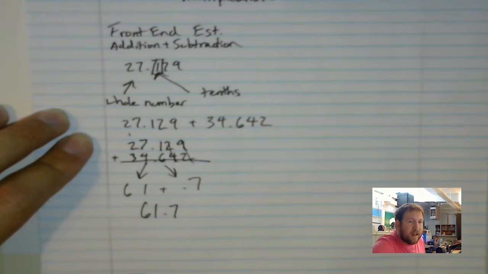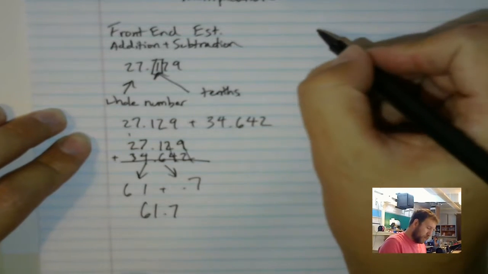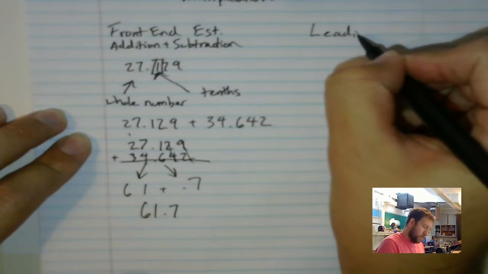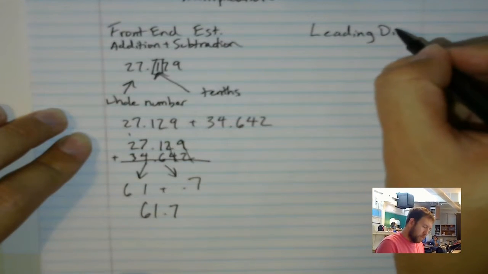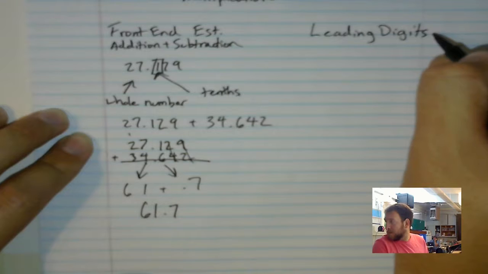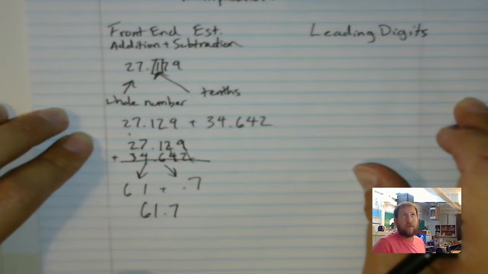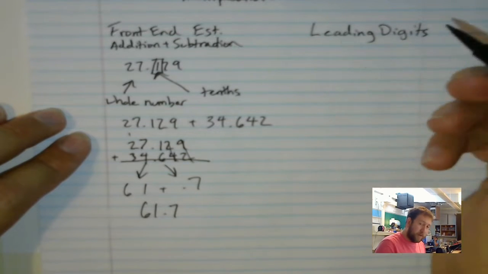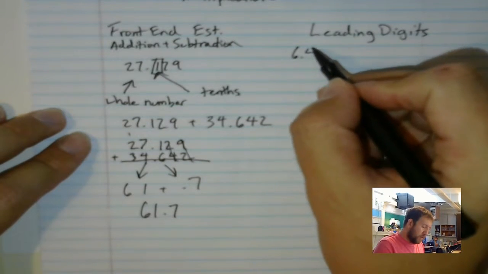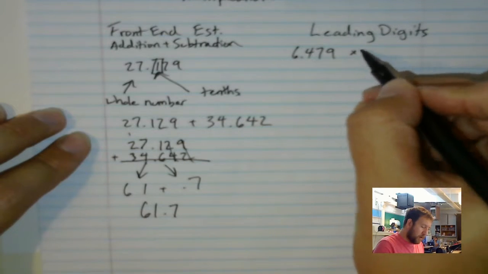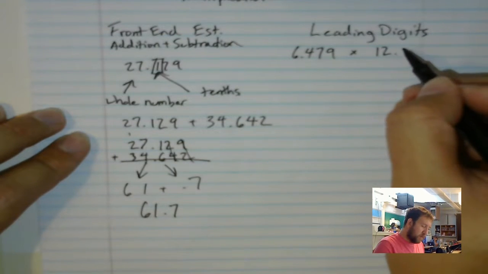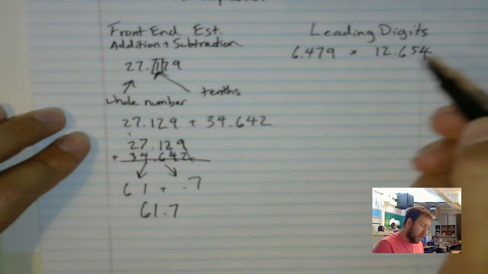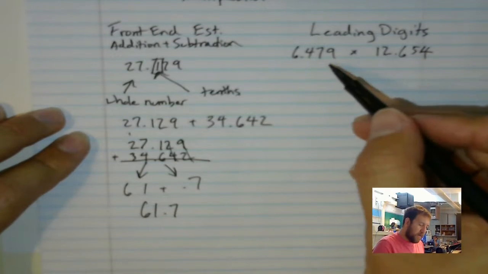We're going to be looking at leading digits. Alright, so leading digits are different because we're not just going to focus on our whole numbers and our tenths. We're going to look at the first two digits of both numbers. For example, if I'm going to multiply 6.479 times 12.654, I'm only going to look at the very first two digits.